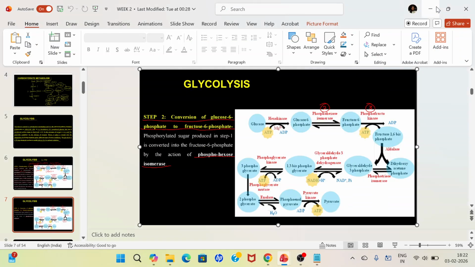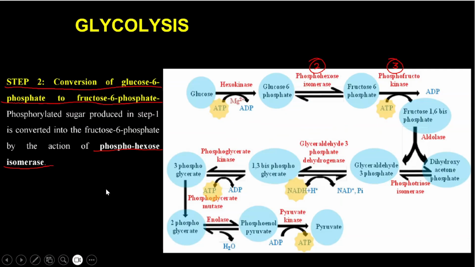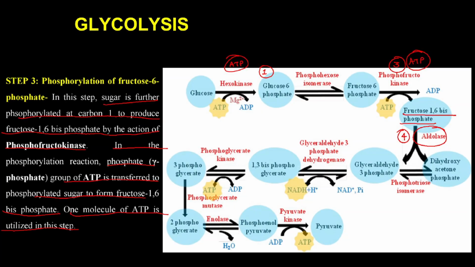Yes. So it happens in the presence of what? Phosphohexose isomerase. Okay, so the phosphorylated sugar produced in step 1 is converted into fructose 6 phosphate by the action of the enzyme phosphohexose isomerase. But at this step we haven't used any ATP or any kind of energy molecule. So we have used only one ATP till now, at step 1 only.